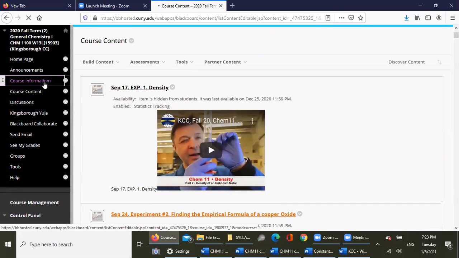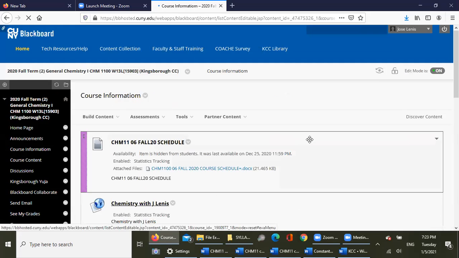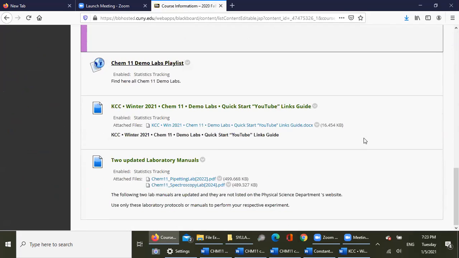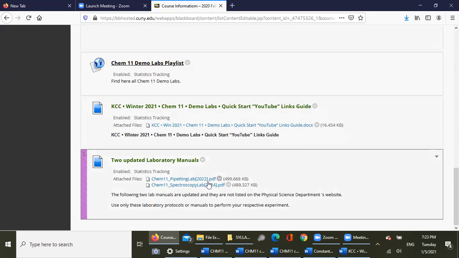Course information, I showed you before. Let me do it again. There are only two lab manuals that are not on the physical science department website, and I put them here. You see here? By pairing, this is experiment number 3, and spectroscopy, one of the last experiments done in the last week, the last 2 weeks of the semester. These 2 labs are not on the department website. You get them from here.